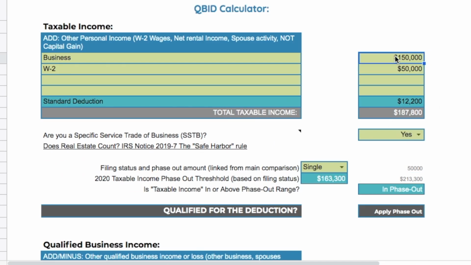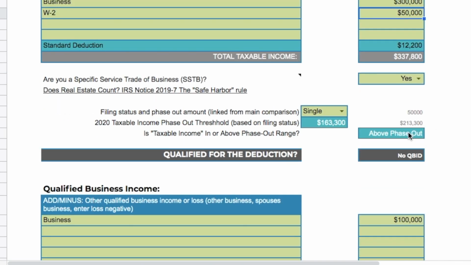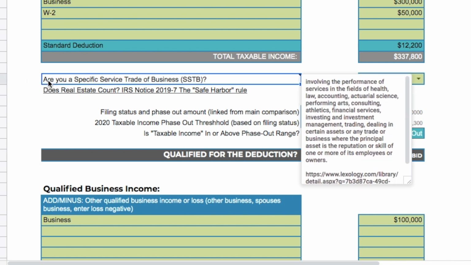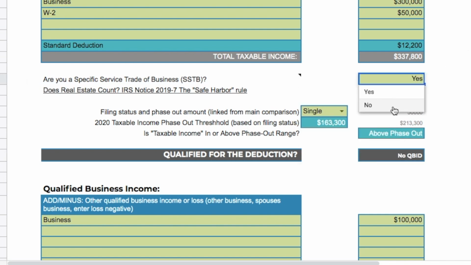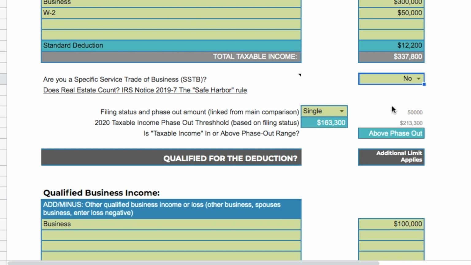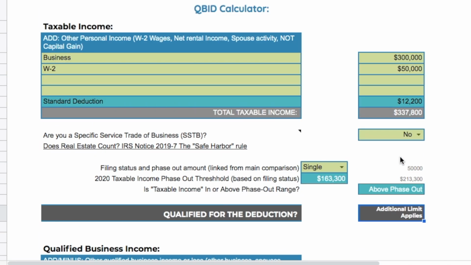Now let's look at above the phase out. If we go above the phase out, and so let's say we've got $300,000 from our business. Now we're above the phase out, and we have no QBID because we are an SSTB. If we go ahead and change that so that we're not an SSTB, then we qualify. We just have an additional limit.